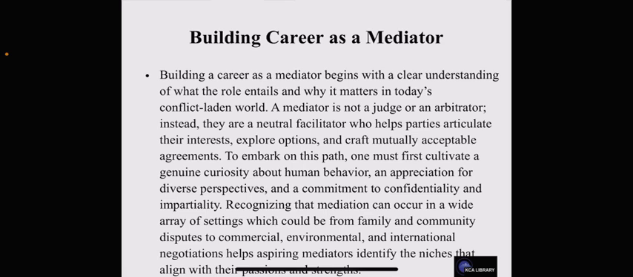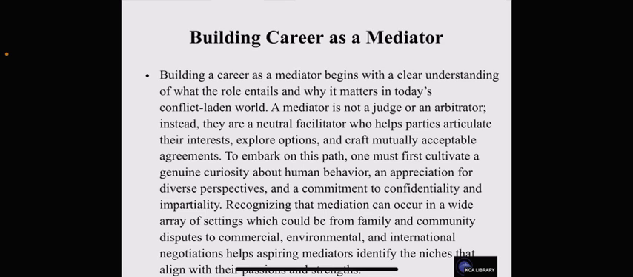Now let's look at building a career as a mediator. It begins with a clear understanding of what the role entails. You should know what you want to do as a mediator, and be aware of all the details of the role, and why it matters in today's conflict-laden world. You should never forget that a mediator is not a judge or an arbitrator. Instead, they are a neutral facilitator who helps parties articulate their interests, explore options, and craft mutually acceptable agreements.